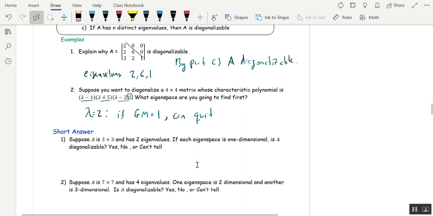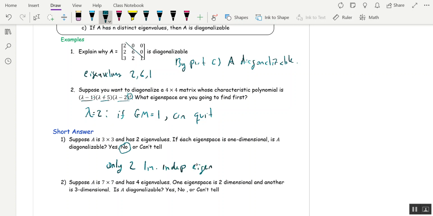Okay, a couple more short answers. Suppose A is 3 by 3 and has 2 eigenvalues. If each eigenspace is one-dimensional, is A diagonalizable? Yes, no, can't tell. No, it's not. If there are 2 eigenvalues and each eigenspace is one-dimensional, that's telling us that there are only 2 linearly independent eigenvectors, and we need 3.